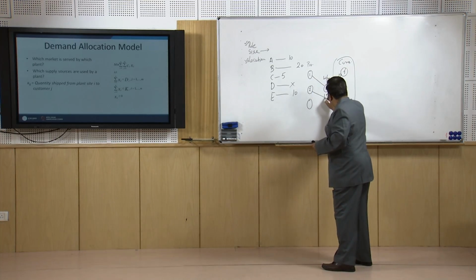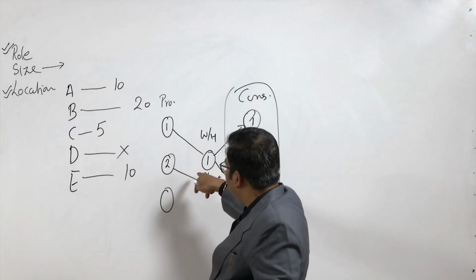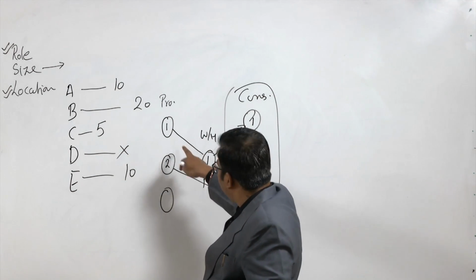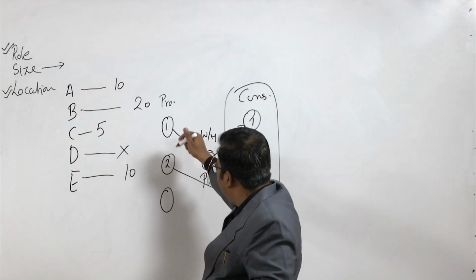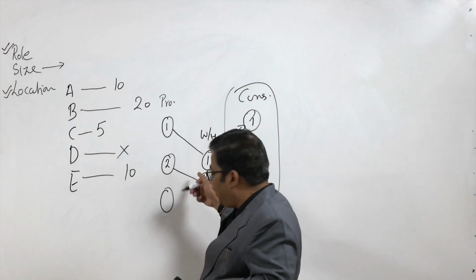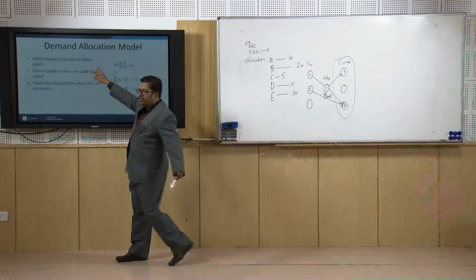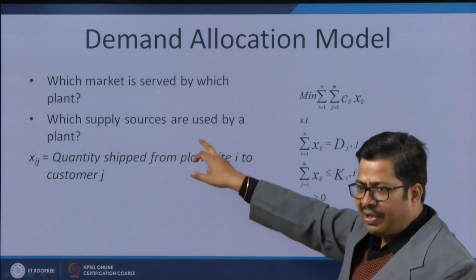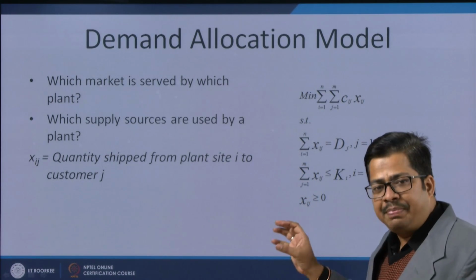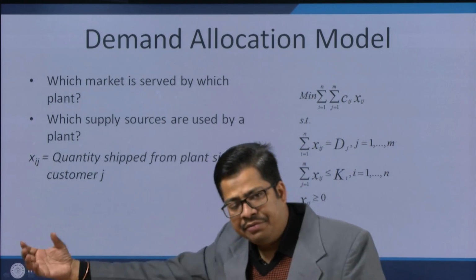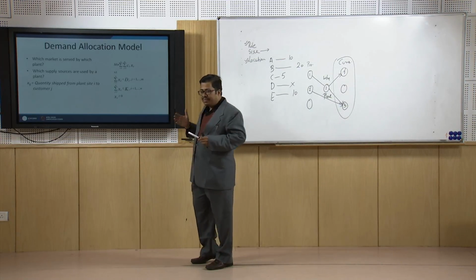If this is a plant, for a moment please consider that this is a plant. Now for this plant, what type of vendor distribution system, 1, 2, 3, is serving this plant? So one issue is with respect to market, another is with respect to plant: which vendor will supply to which plant, and which plant will supply to which market. This is the configuration of your entire supply chain network.